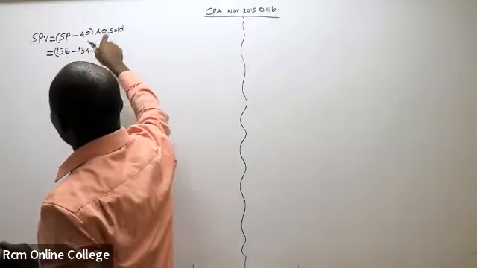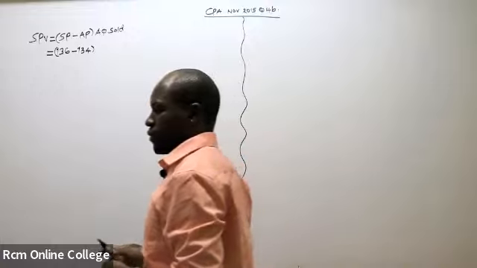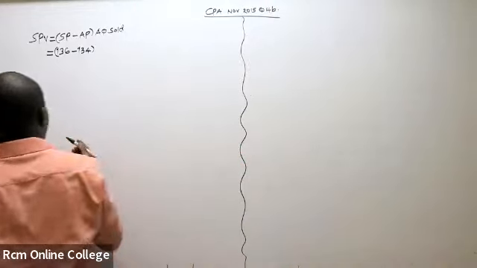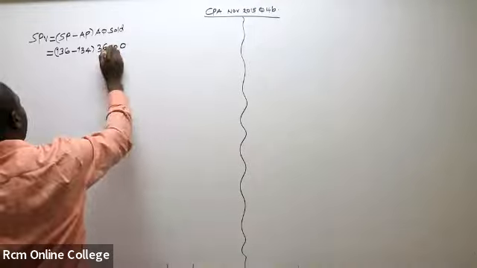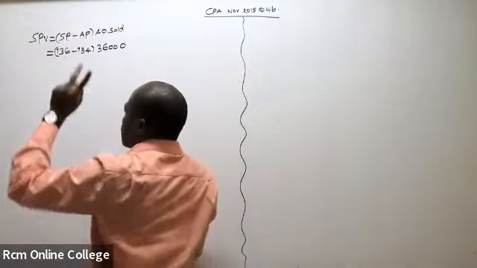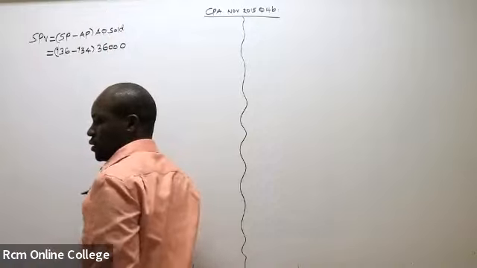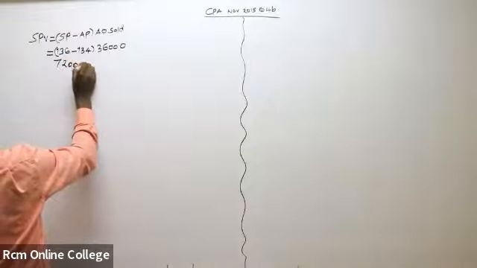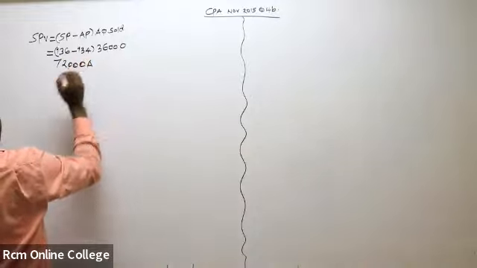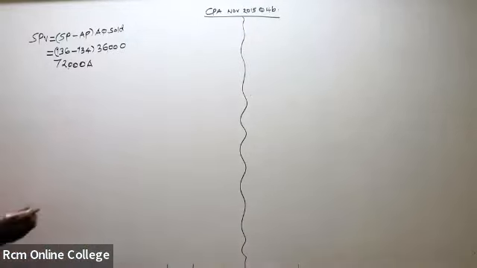So what was the actual quantity sold? Actual quantity sold, 36,000 units. The difference between these two is 2 shillings. So when we take 2 multiplied by 36,000, what are you getting? 72,000, and adverse. That is it. There's nothing complex about it. Just like that. Let's go to the second one.